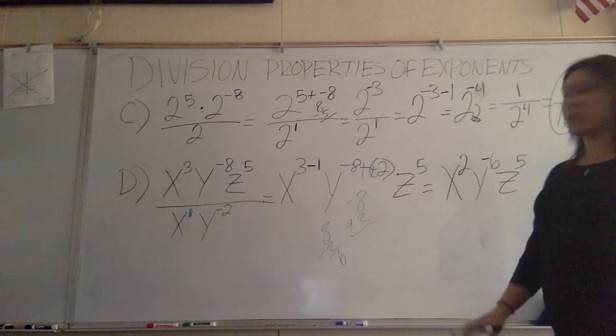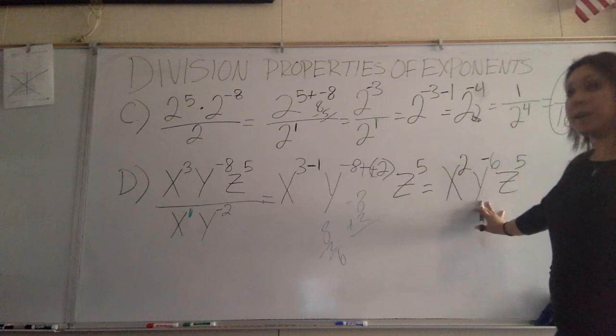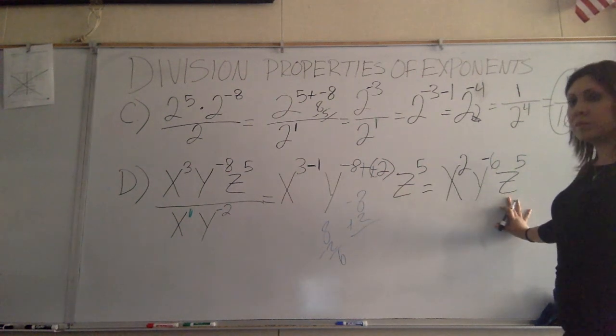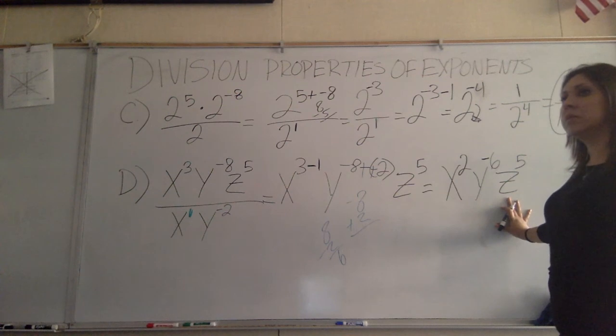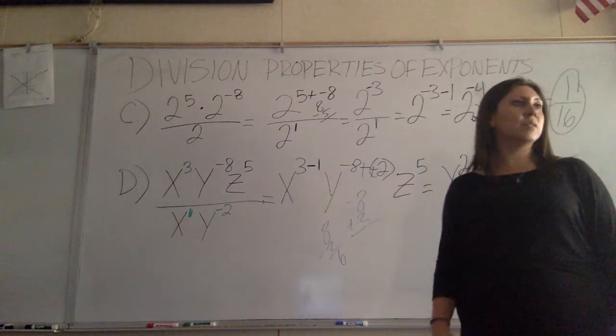All right? Looking at this, am I done? X, Y, Z. Yeah, I'm done. What do you mean I'm not done? Frankie says I'm not done. Frankie might be sitting over there. I'm not sure where Frankie's sitting.